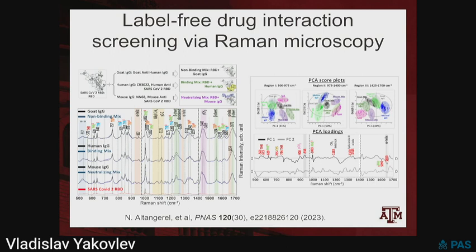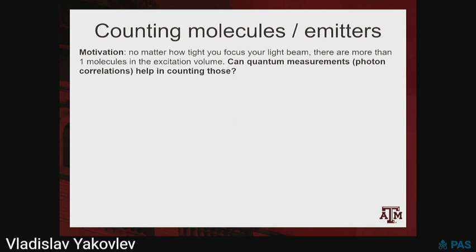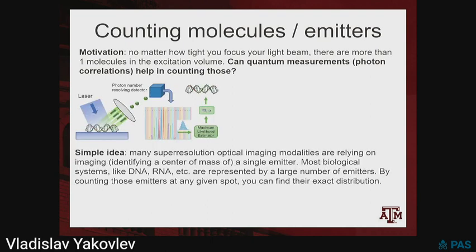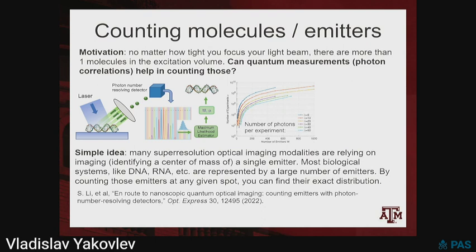The first thing that you want to explore is quantum correlation. This is how we came up with the idea of counting molecules in your focal volume. It's not a trivial task if you think about it, because no matter how tight you focus your light, there will still be more than one molecule there. So the question is how you can use quantum measurements to do that. The idea was, why don't we just look at the statistics of the light emitted by this, and we actually were able to estimate this. You need quite a large number of measurements, roughly 10 to the 5, 10 to the 6, in order to be able to count those molecules, but we are able to do that.